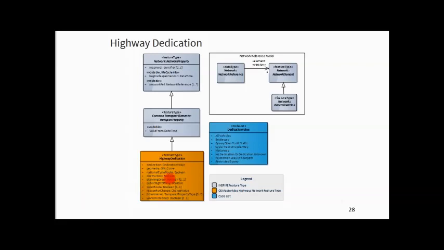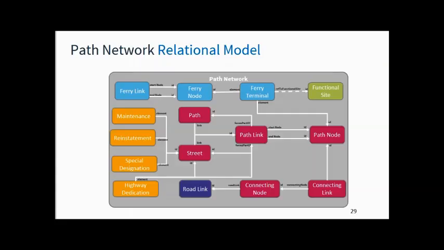With that in mind, we finished the attribution for the highway dedication, and now we will move on to the final explanation and the relational model of the path network. On the screen now, you can see the diagram, the relational model. The attribute at the arrowhead is the primary key, whereas the attribute at the base of the arrow is the foreign key.